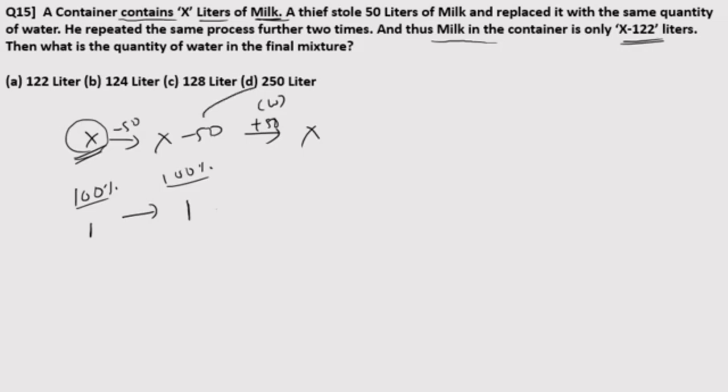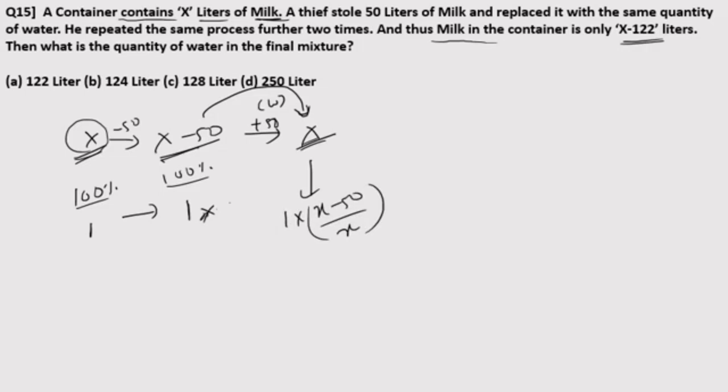Now from this stage to this stage, the percentage of milk will change because I am adding water. If I add water, the strength of milk will reduce. Obviously, think from your common sense: if I am adding water, the strength of milk will reduce. If it reduces, I have to multiply with a proper fraction, which is less than 1. So x minus 50 and x are the only two quantities between which I am moving. So 1 I multiply with x minus 50 by x, right?